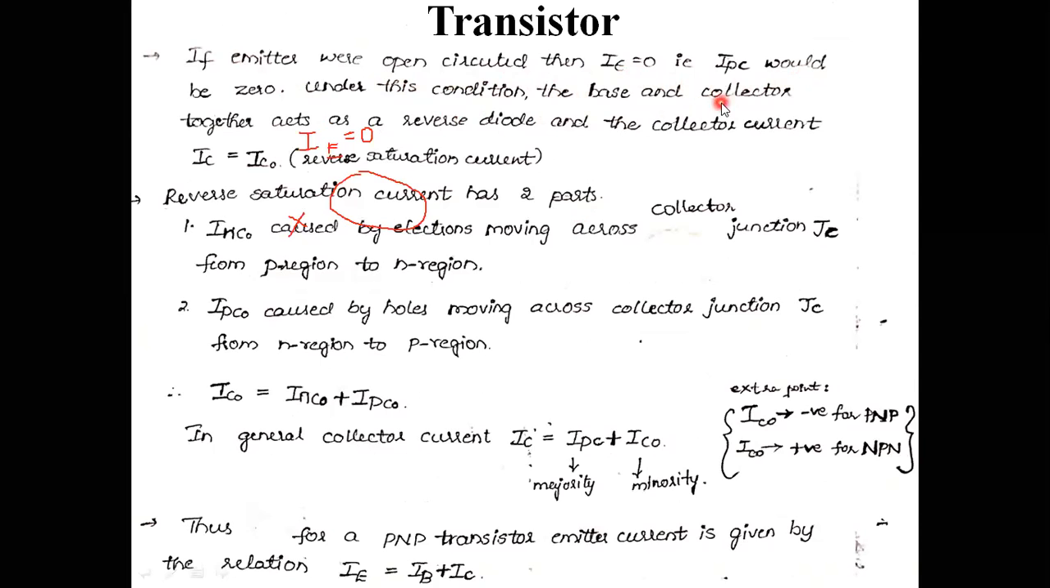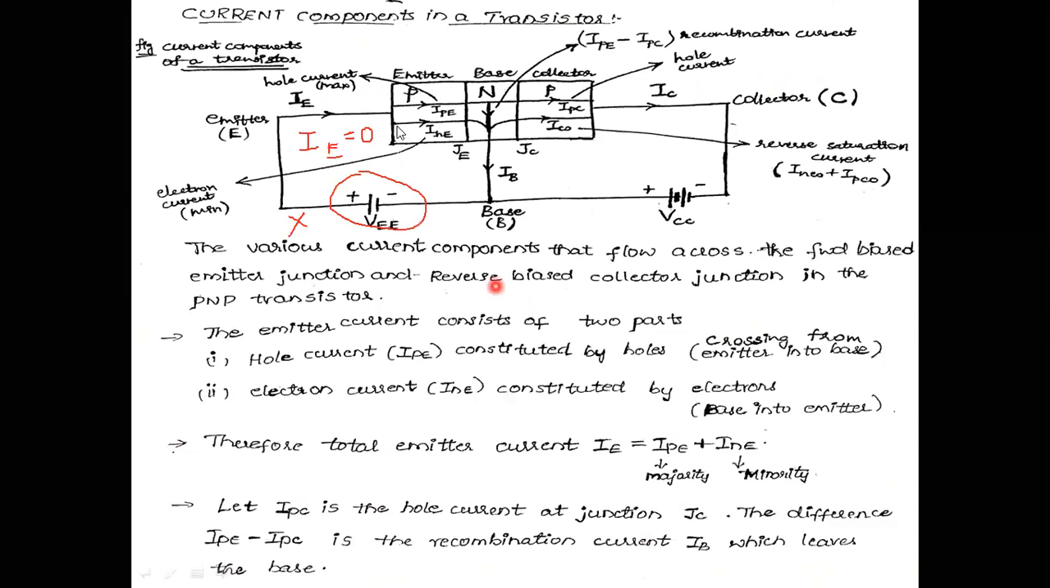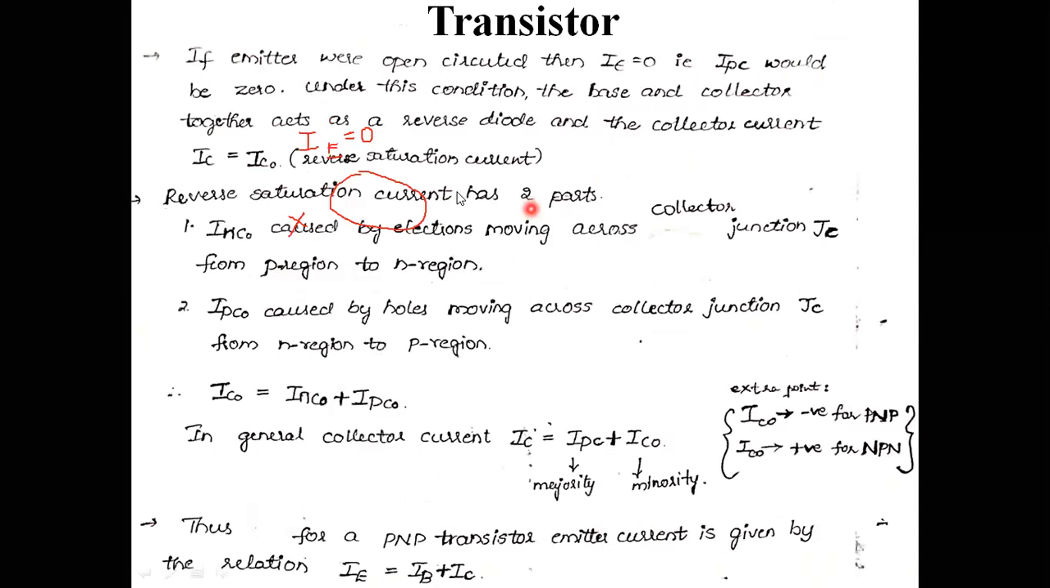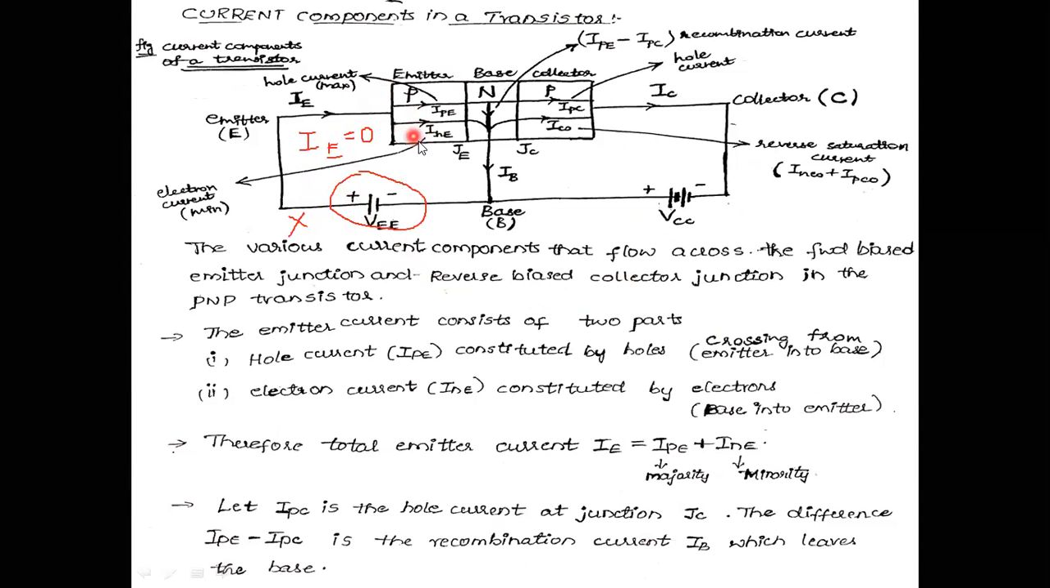Under this condition, the base and collector act together as the base and collector. I am talking about the output circuit side, that is, across the collector side. The collector and base terminals are in the reverse bias condition and act as a reverse diode, and the collector current is given by IC is equal to IC naught. That collector current is the reverse saturation current. When the input circuit side, the emitter side, is open circuited, then the flow of current IPC is equal to 0.